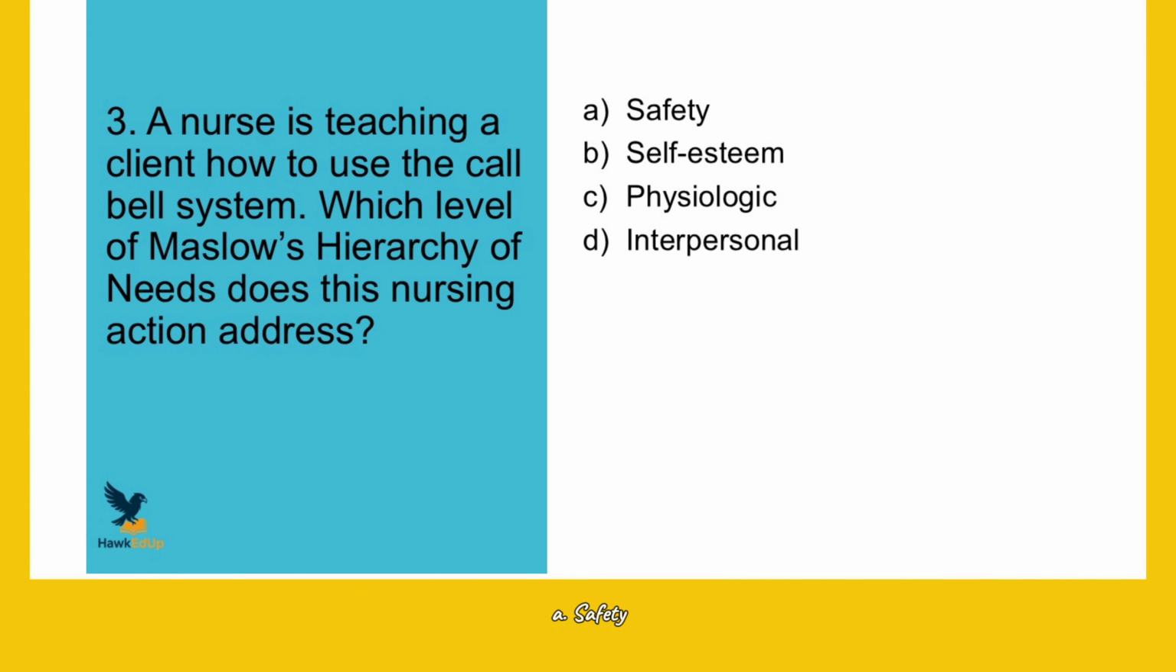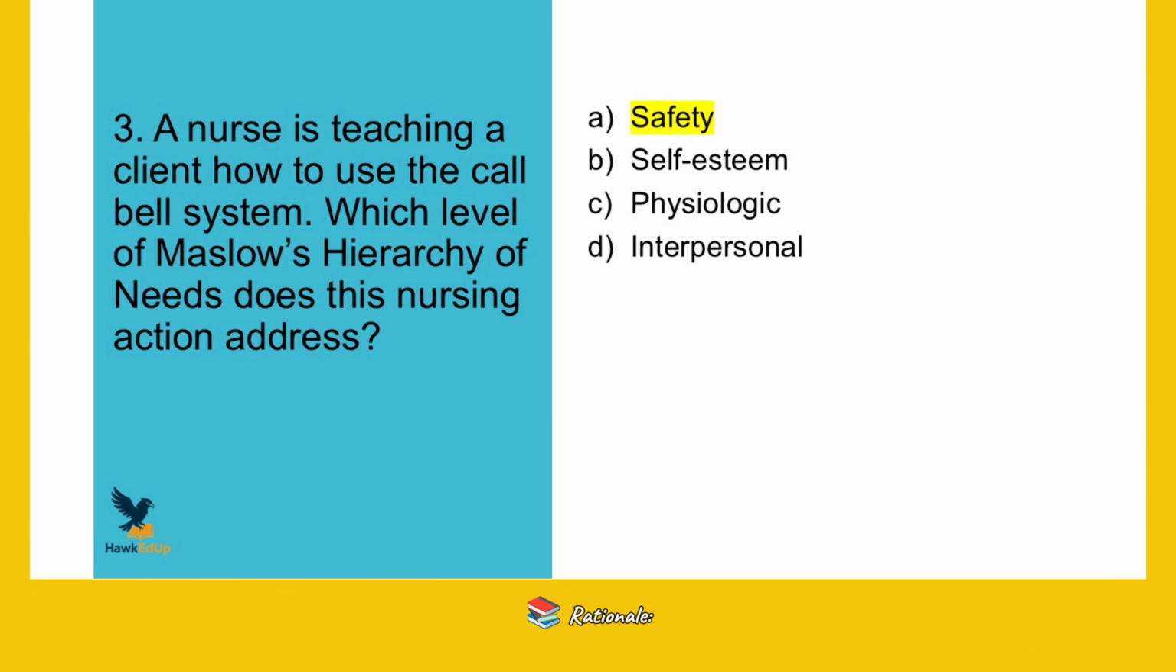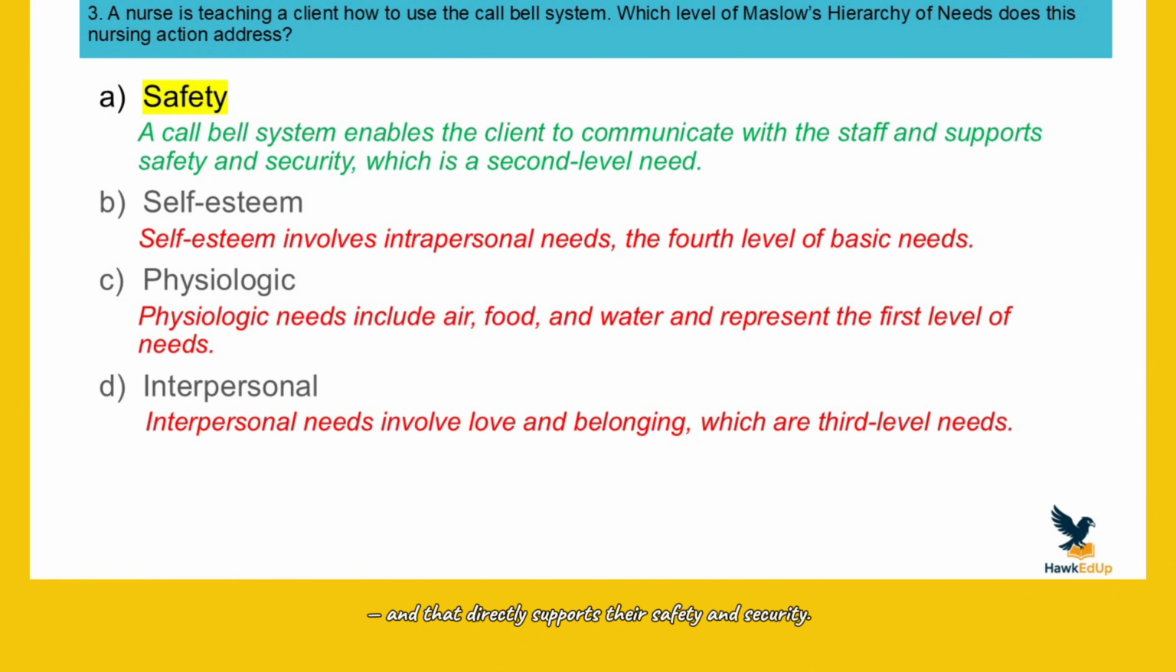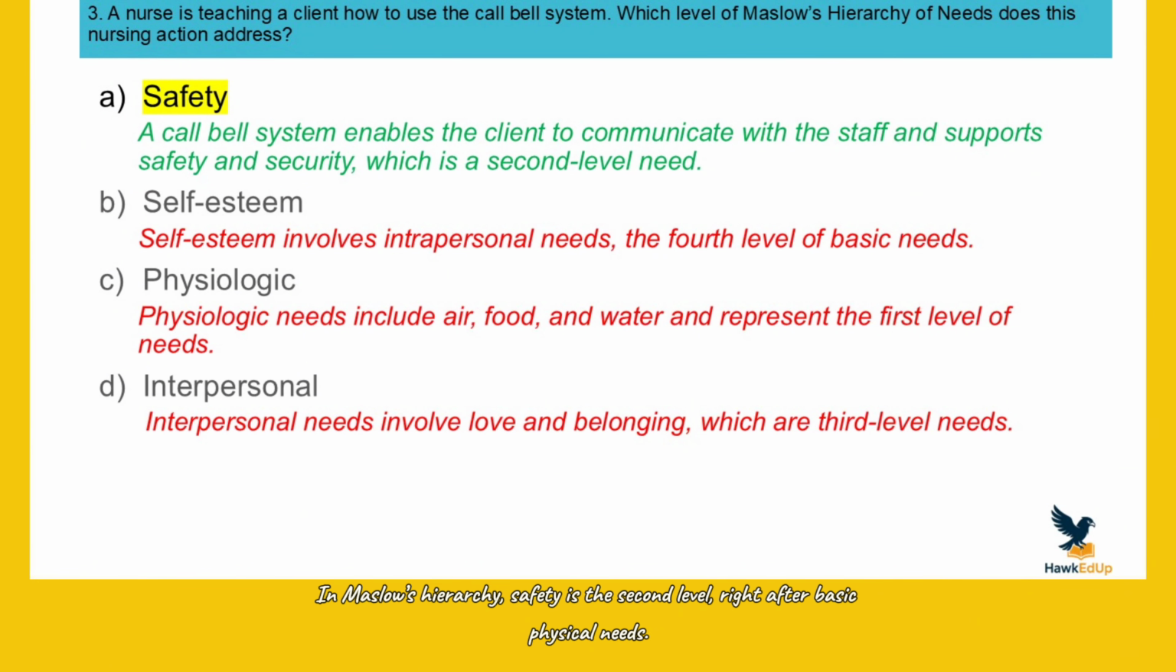A. Safety. B. Self-esteem. C. Physiologic. D. Interpersonal. Correct answer. Safety. Rationale. When we teach a client how to use the call bell, we're helping them know how to call for help, and that directly supports their safety and security. In Maslow's hierarchy, safety is the second level, right after basic physical needs.